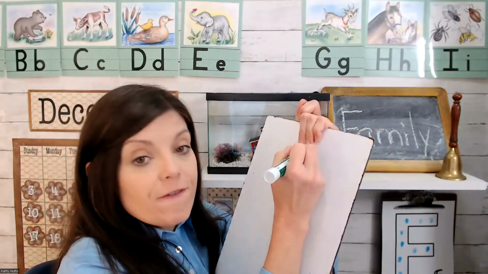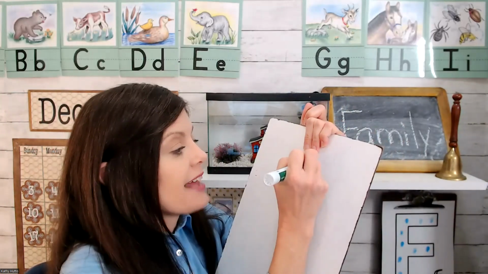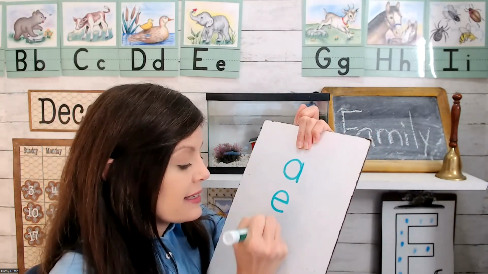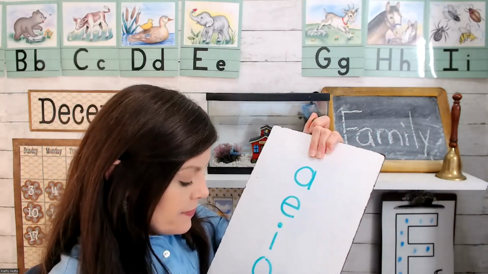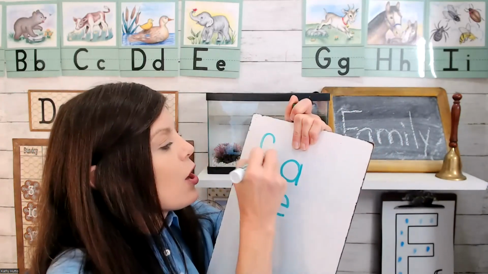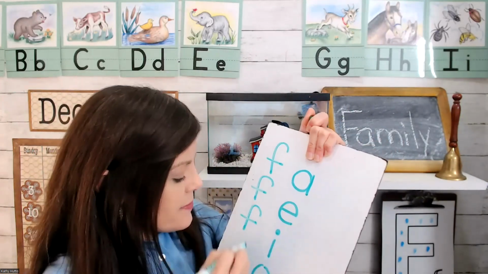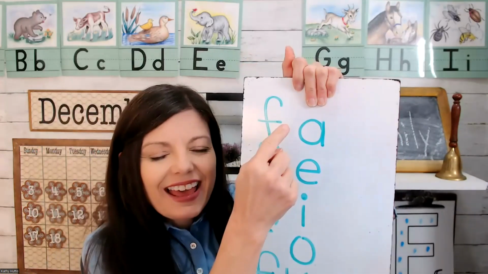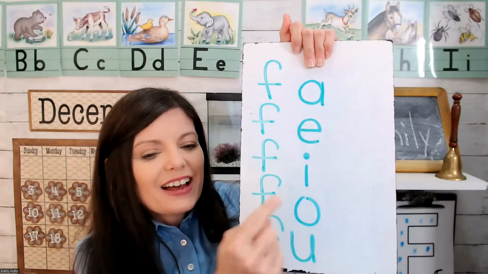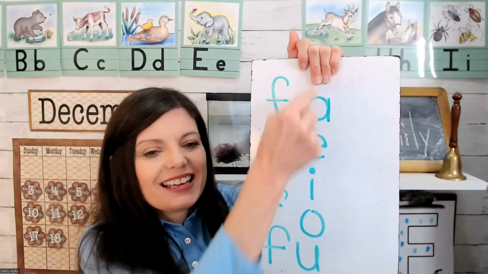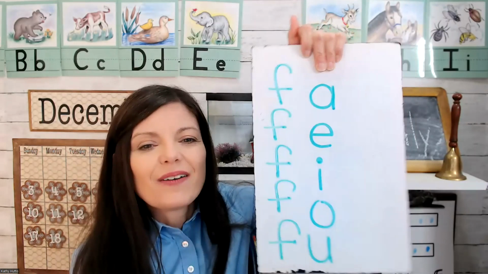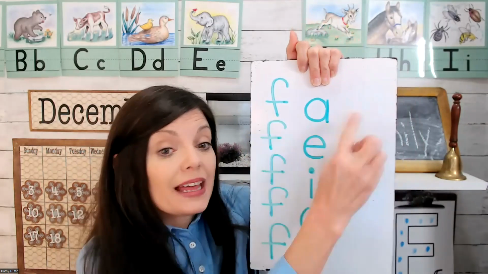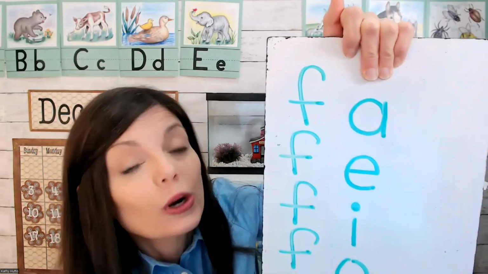F says /f/ as in family. What are the vowels? You want to help me sing the song? A, E, I, O, U. These are the vowels. I put letter F in front of each of the vowels, and we're going to blend these sounds together and read some real words.